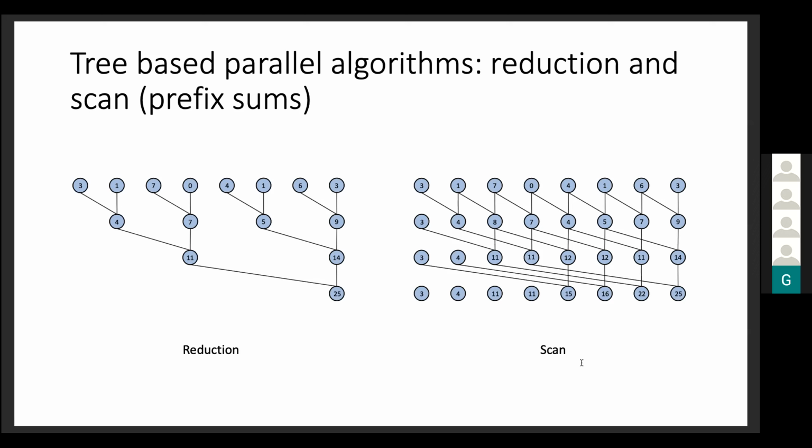And in a scan, the output is also a vector, an array. For example, the first element in the output array is actually the first element in the input array. And the second element in the output array is the sum of the first two elements in the input array, and so on and so forth. So the last element in the output array is the sum of all the elements in the input array.